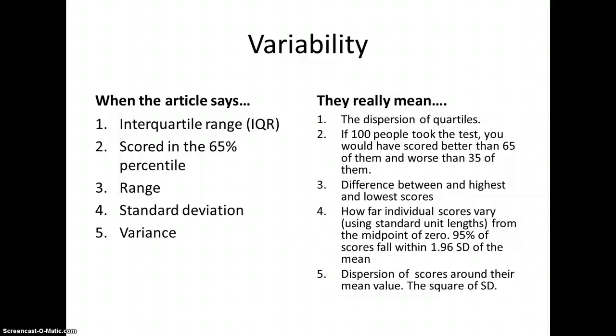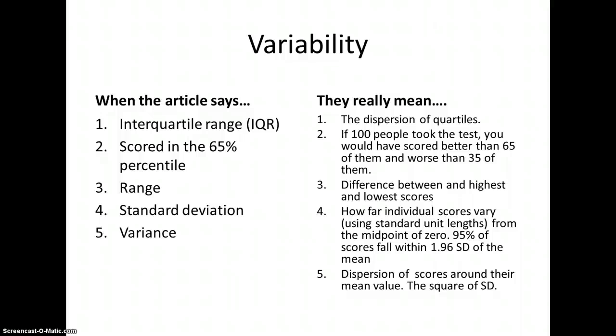And there's a first quartile, a second quartile, third, and fourth. All right, so if you're talking about percentiles, it's just where you would fall if 100 people, just for the ease of 100%, where you would fall in that. Your range is the highest to lowest. Standard deviation is how far individual scores vary from standard unit lengths.